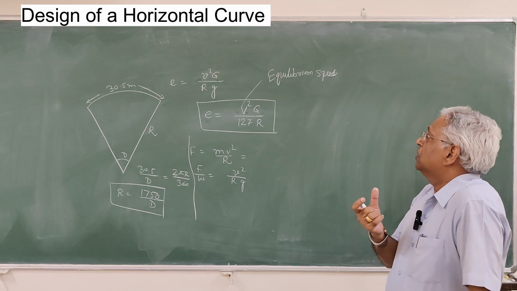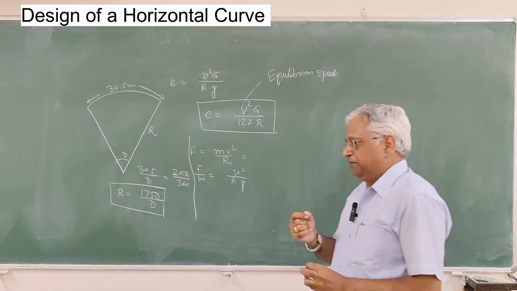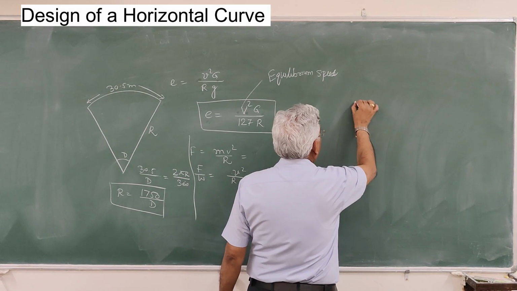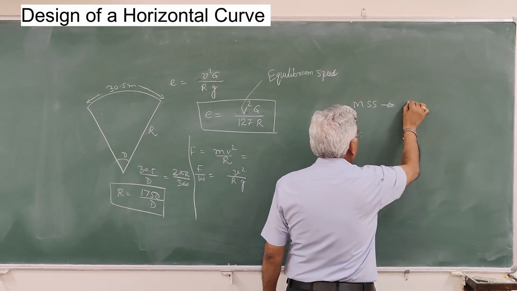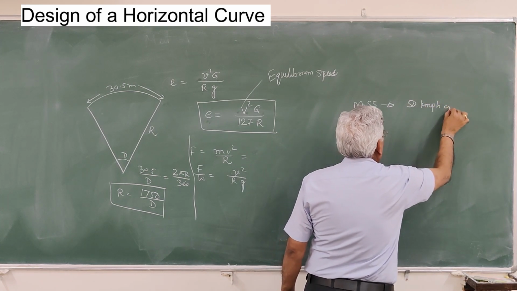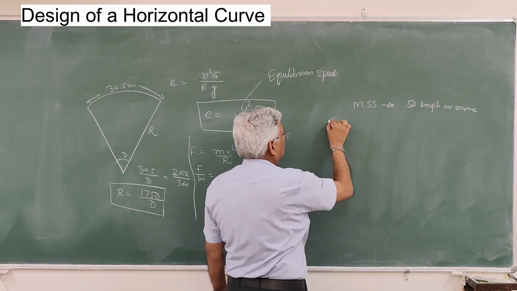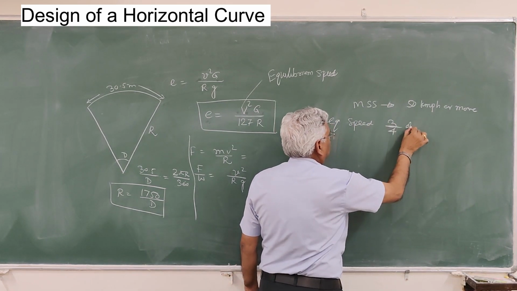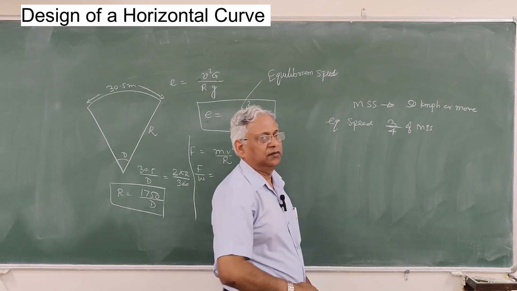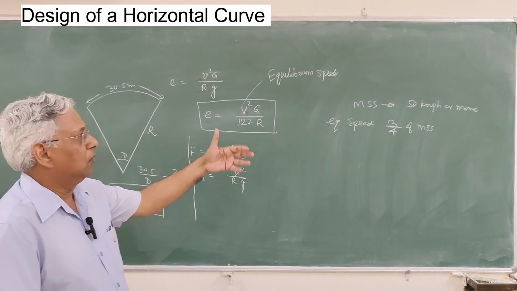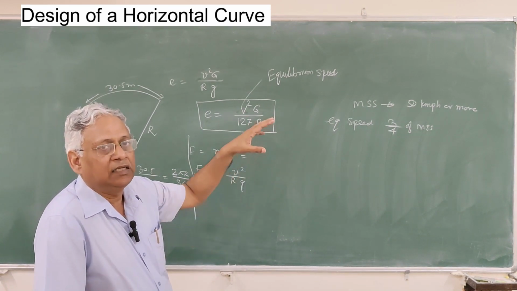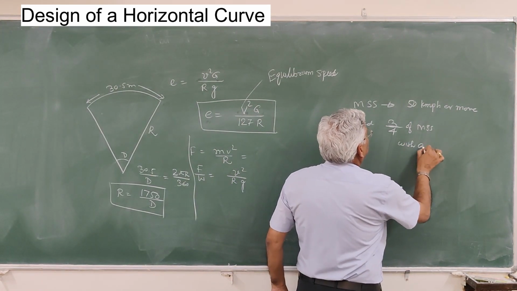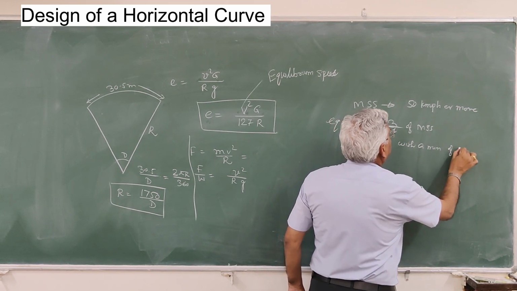So the question is, what should be the equilibrium speed? The practice used earlier on Indian Railways was that when the maximum sanctioned speed on the track is 50 km per hour or more, then the equilibrium speed will be 3/4 of the sanctioned, or maximum, speed, with a minimum value of 50 km per hour.